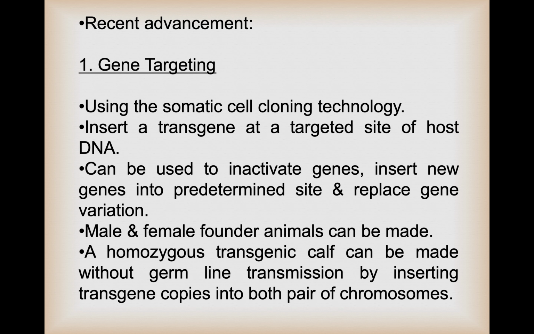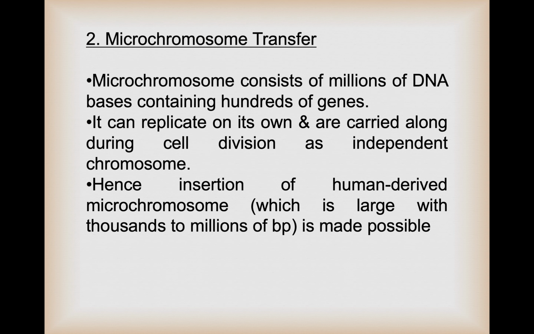Alright, so recent advancement to cloning in cows is by gene targeting. So they use somatic cell cloning technology by inserting a transgene at a targeted site of host DNA. So it could be used to inactivate a gene or insert new genes into a predetermined site and replace gene variation, meaning that the gene knockouts could be done as well. Male and female founder animals could be made, and a homozygous transgenic calf can be made without germline transmission by inserting the transgene into both pairs of the chromosome. And now that we have the CRISPR technique, this is made even more possible.